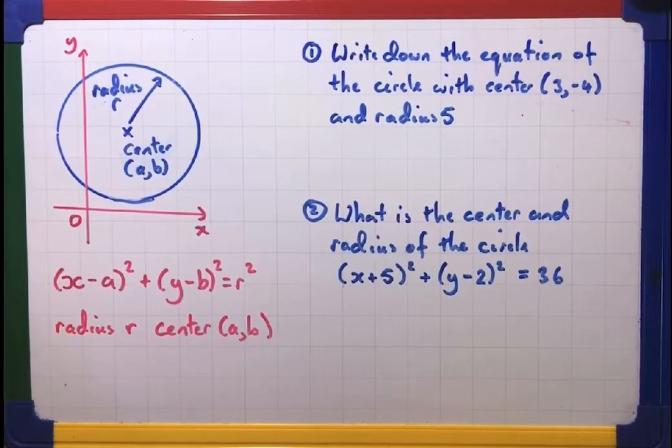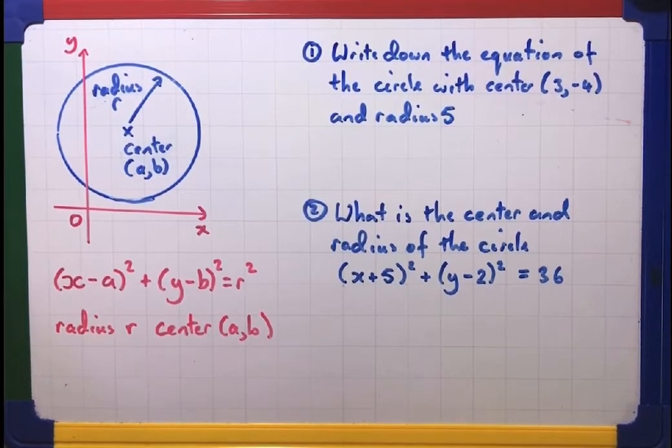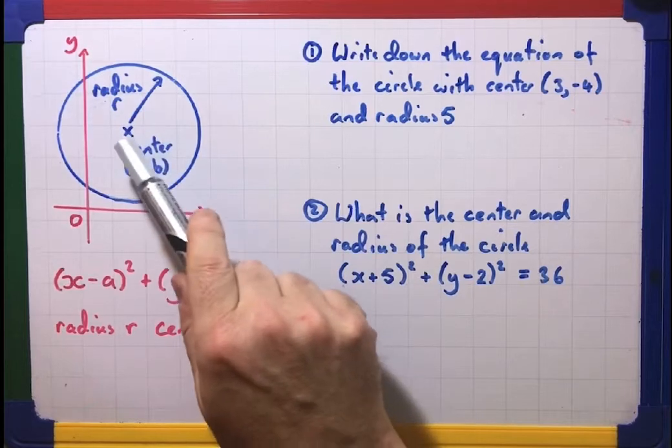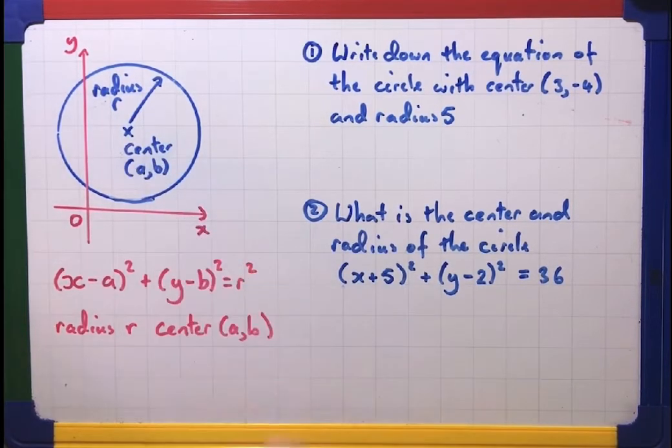In this second video, we're going to look at a more general equation of a circle. We looked in the last video at circles centered on the origin. Here we're looking at circles which are not centered on the origin. So we've given it a general center, the point (a, b), and a radius of r.